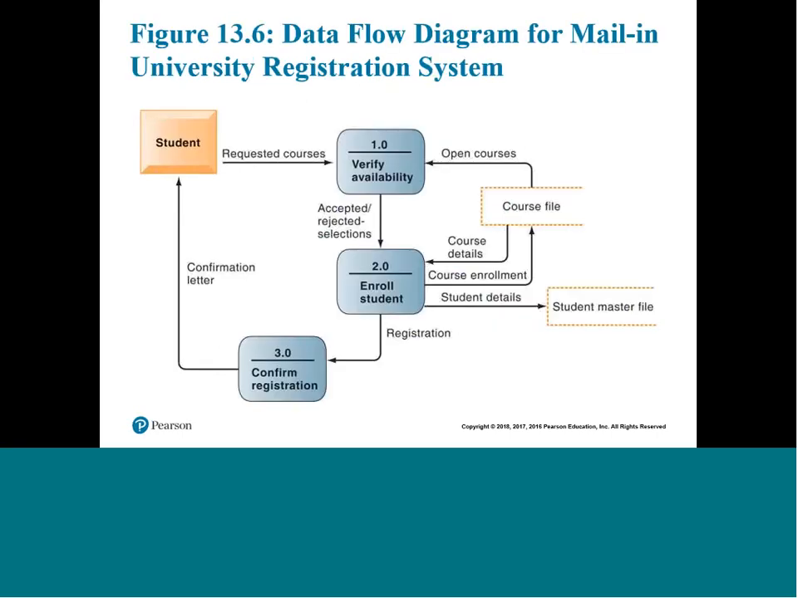This is a data flow diagram of how we would register for a class at a college. A student goes in and requests their courses, and our next phase is, are the courses available? If it's available, we enroll you, and then we confirm your registration. If you're rejected, we go back and tell you you're not accepted, and then you look at the courses again and try to get your file again. Once you've been enrolled, we write it to your student master file, where you get your schedule.